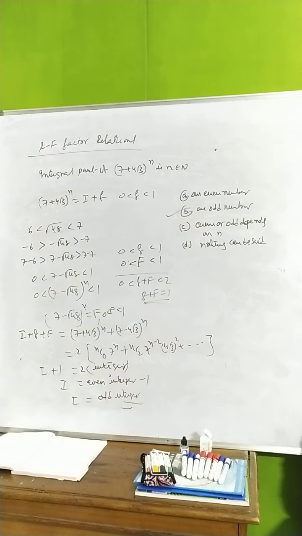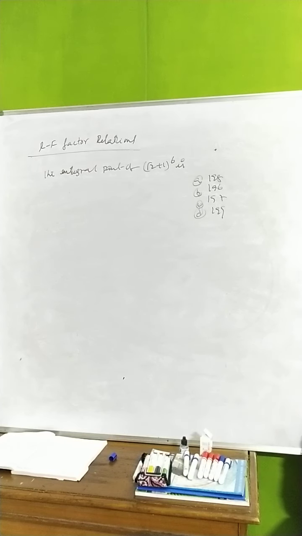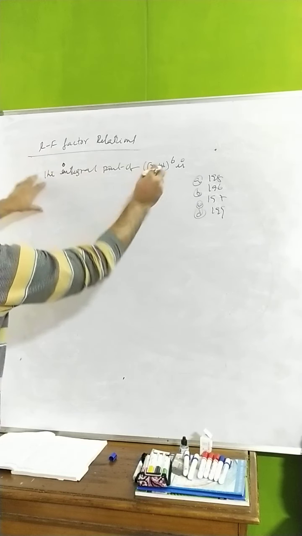Odd integer. What is the answer here? Odd integer. In this way we are supposed to do. So here he has given the integral part of this one.